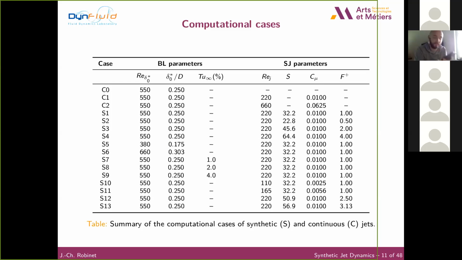In case 5, I use a low value of the Reynolds number for the boundary layer, typically 380. Case 6 has a higher value, 660. Cases 7, 8, and 9 are similar to the baseline, S1, and I just modify the forcing, the value of the free stream turbulence, and I use 1%, 2%, and 4%. And finally, for cases 10 and 11, I modify the value of the momentum coefficient: 2.5 10^-3 and 5.6 10^-3 typically.